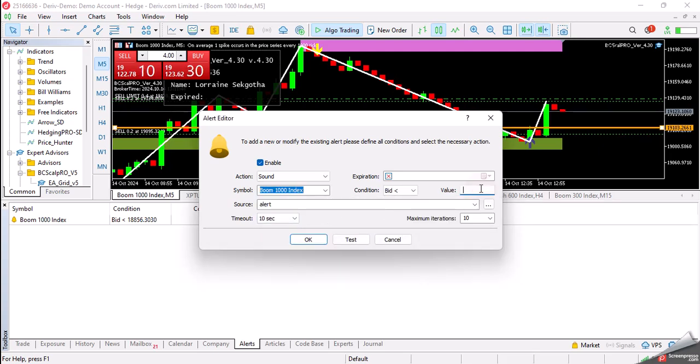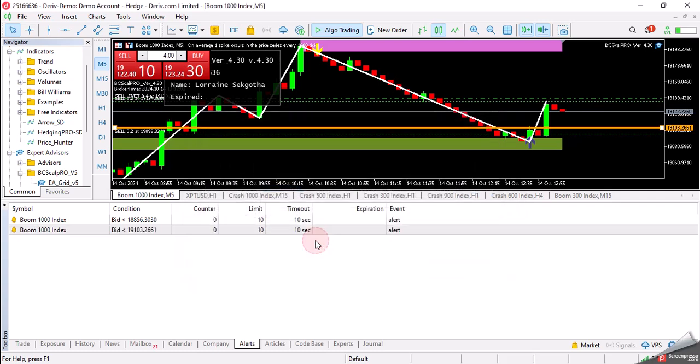So I come here, I pick this. Then what did I do? I'm going to use this price now, 19103.2661. Okay. Everything okay? Then I say okay. So now let's see what is going to happen.